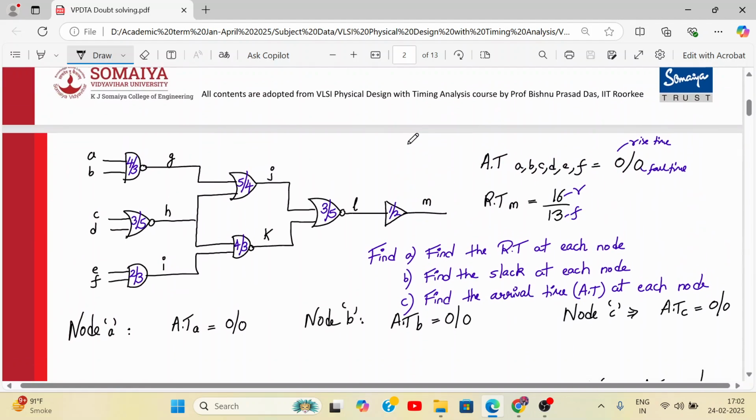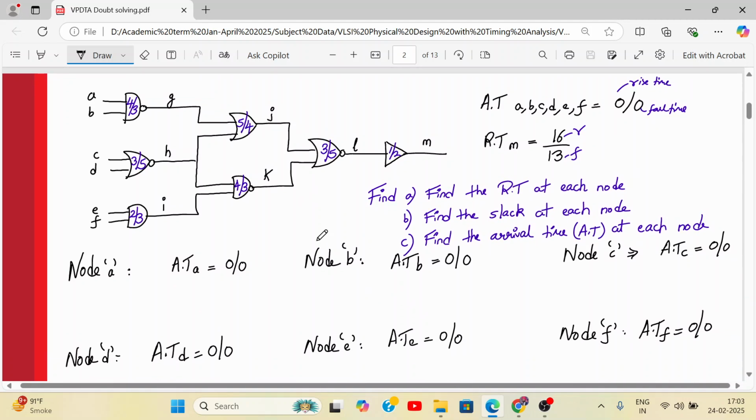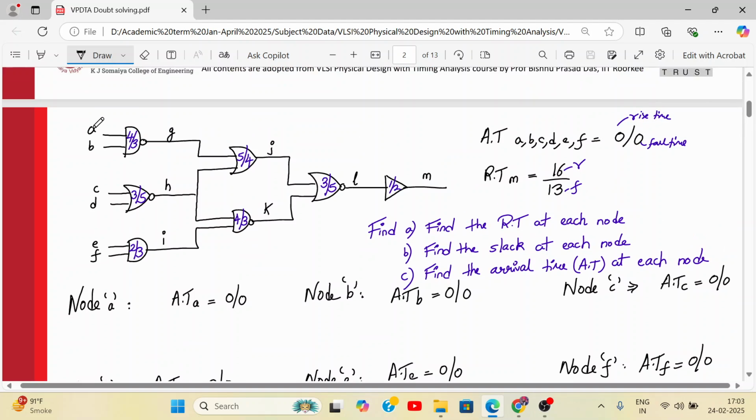Combinational gates which we have given. We have found out the arrival time at every gate. Alright. Now we need to calculate the required time. So for the arrival time, we have gone from the primary inputs A, B, C, D, E, F to G, H, I, J, K, L, and then reach M.